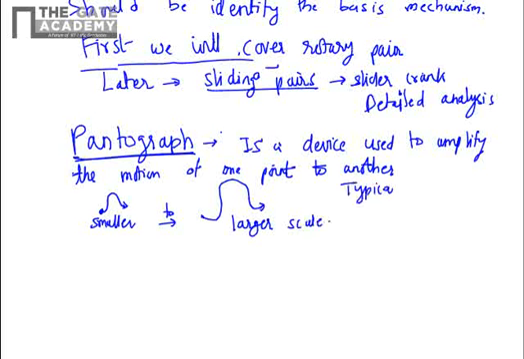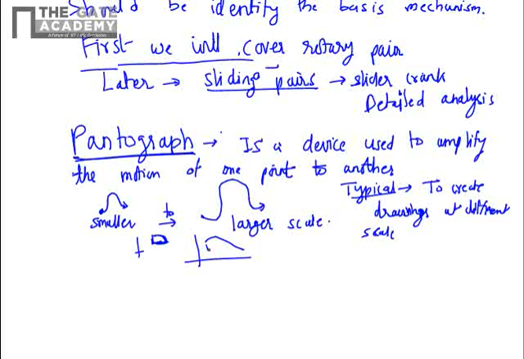Typical applications we can see to create drawings at different scale. So nowadays we all have computer printers, and we have different kinds of formatting of documents. We can print a drawing in different scales. But in olden days, if you wanted to replicate the same drawing to a larger scale, you could use a pantograph. You can trace the original drawing, and the same drawing will be replicated to a larger scale.